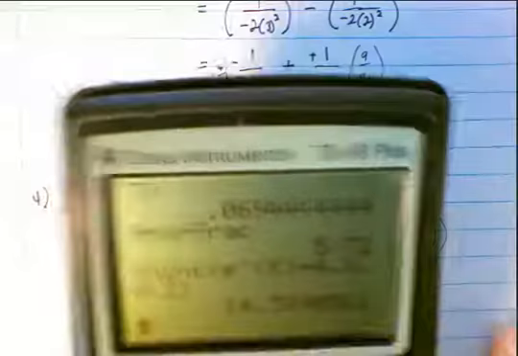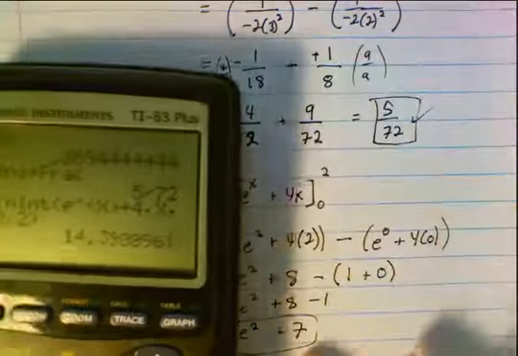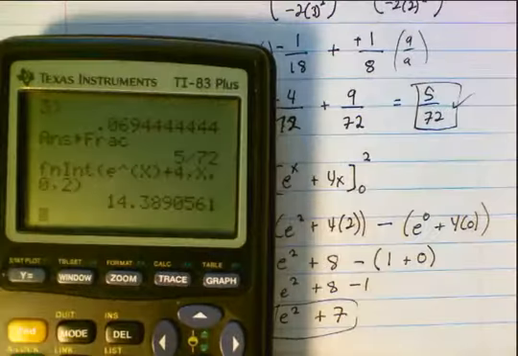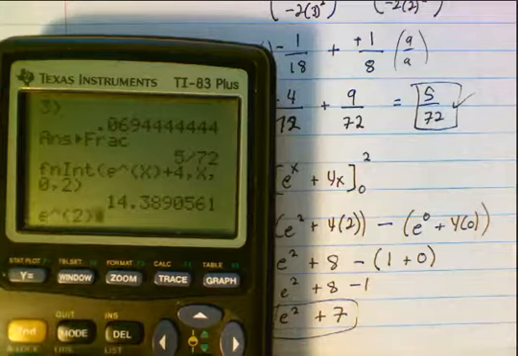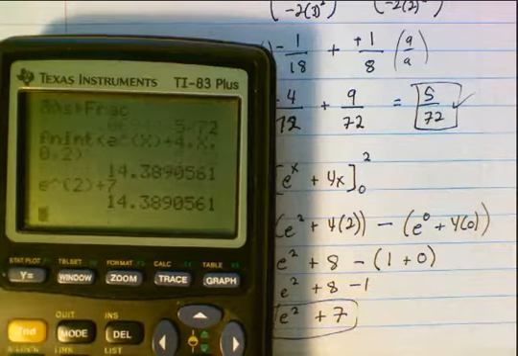Now we can't do math fraction because it's not a fraction over here. But I can do putting this in to see what decimal I get. So e squared plus 7. Same thing. It's exactly what we should get.